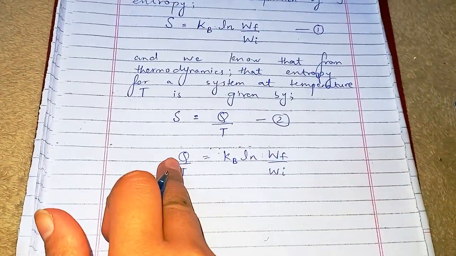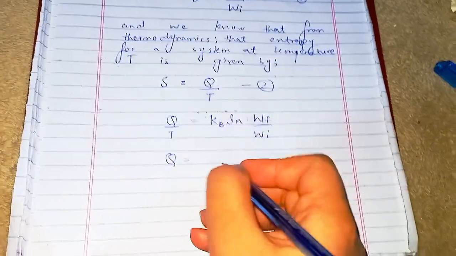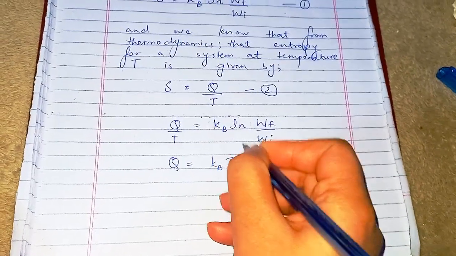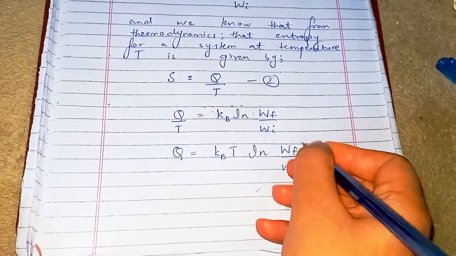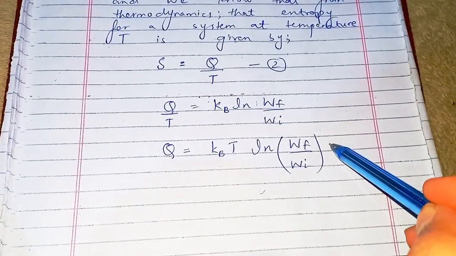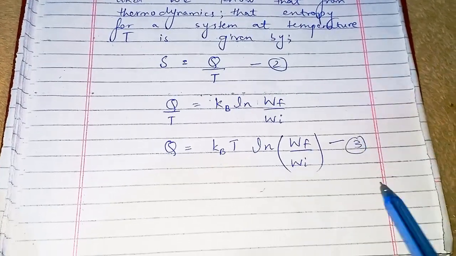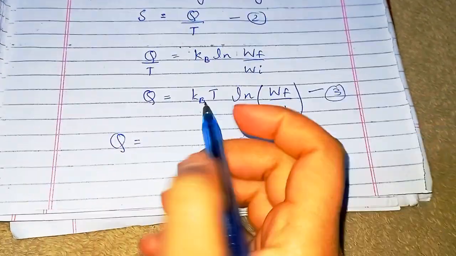Since we need the Q added, Q added will be equal to T times Kb, where Kb is the Boltzmann constant, times natural log of Wf by Wi, and that's the formula that we need to calculate the heat added. Let's call it equation 3. Let's put the values into this formula to get the heat that is needed.